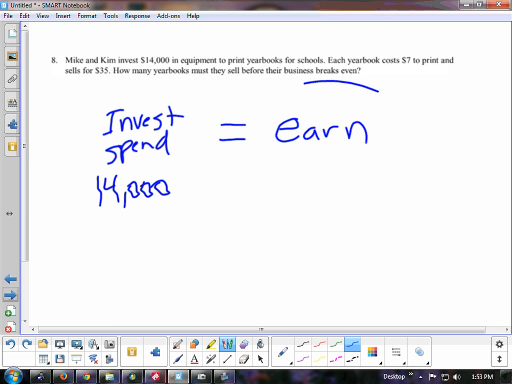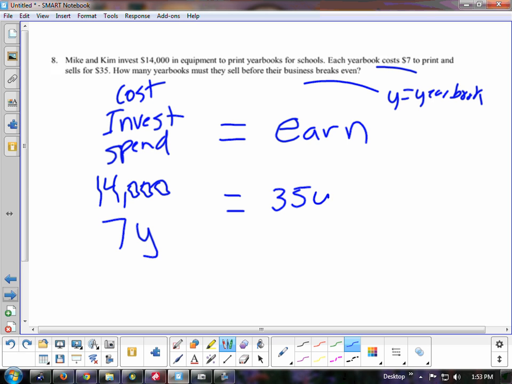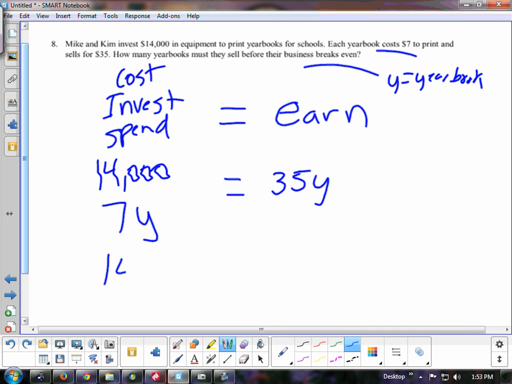So each yearbook costs, the cost is a spending, $7. So that's $7 to print a yearbook. Y is the yearbook. How many yearbooks? And when you sell the yearbook, it's going to equal $35 per yearbook you're going to get. So on one side you have what you spend, and that's equal to what you earn.